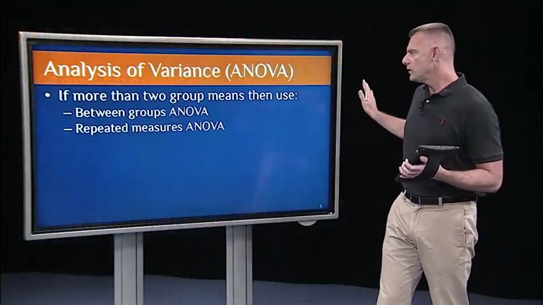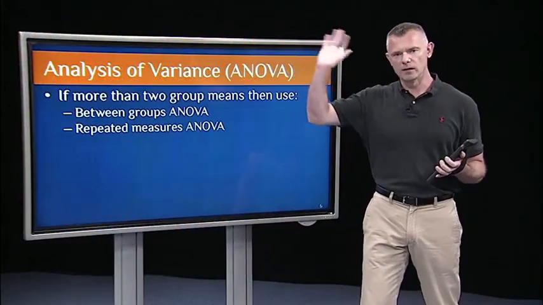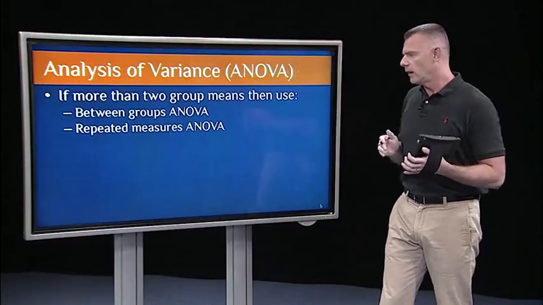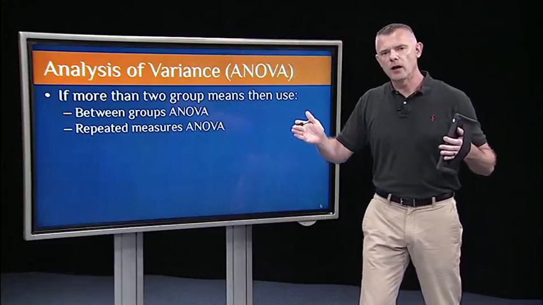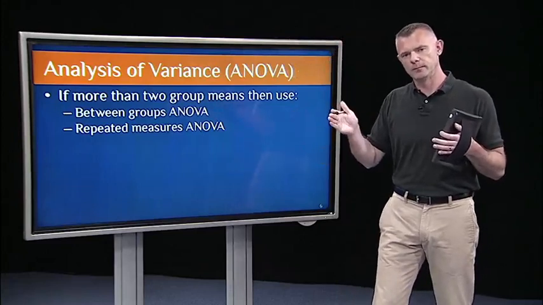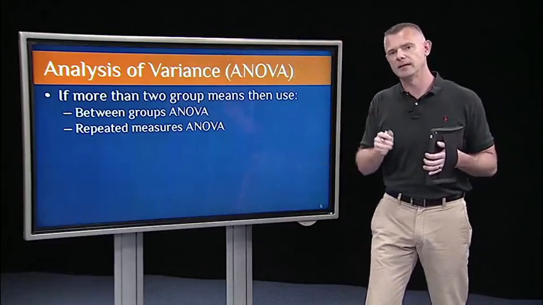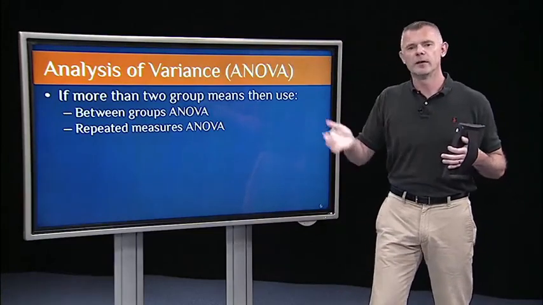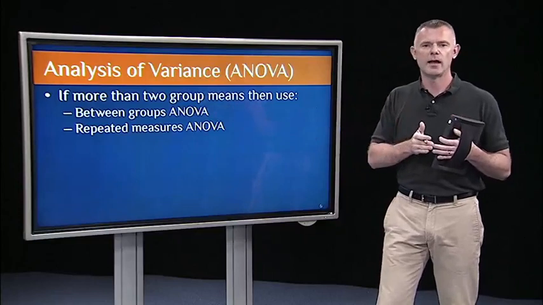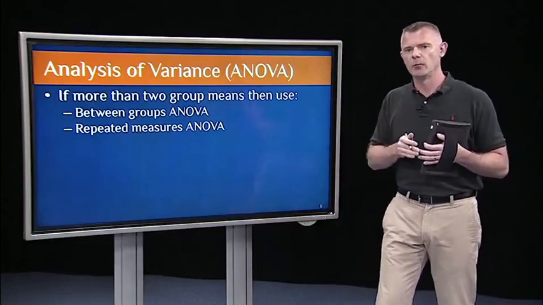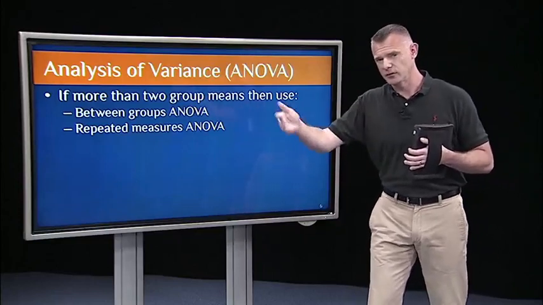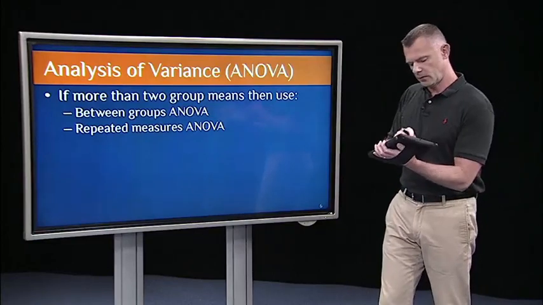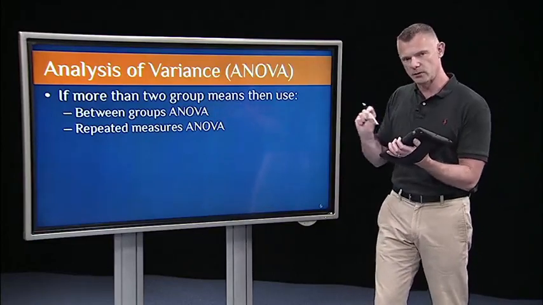Analogously, if you have more than two group means, so three or more, as many as you want, if they're all independent, then we call that a between groups ANOVA. That's analogous to the independent t-test. If you have more than two group means that are all coming from the same subjects, then we call that repeated measures ANOVA. And we'll cover that not in the next lecture, but 2 lectures from now. For now, we're just going to stick with the one-way between groups ANOVA.